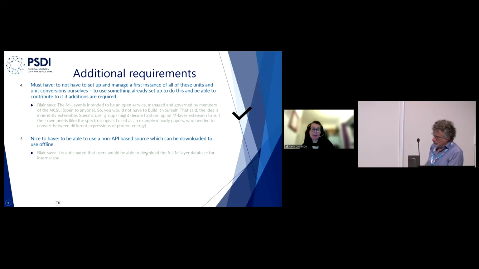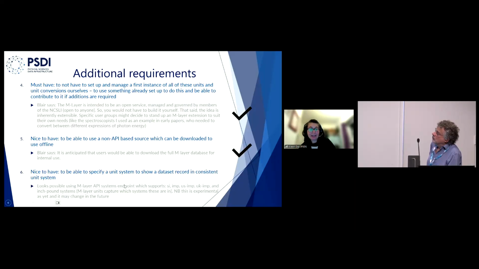It would also be nice if there was a non-API based source, so we didn't have to keep hitting their API, and we can download it to use offline. Again, this is on the radar for MLayer, but it's not out there yet. And it would also be nice to be able to specify a consistent unit system, if you know that you're interested in a particular unit system, which again, MLayer does allow to be defined, but this might change in the future.